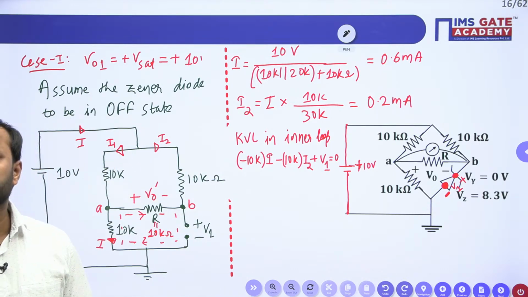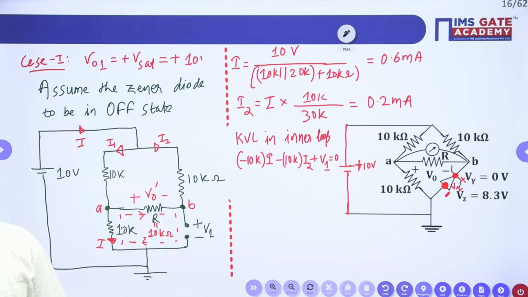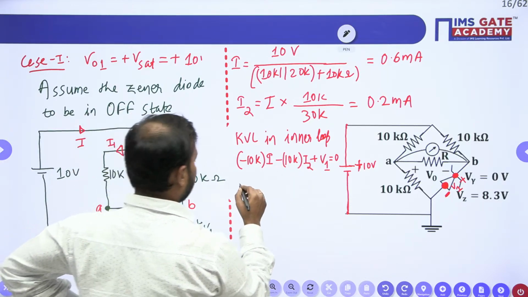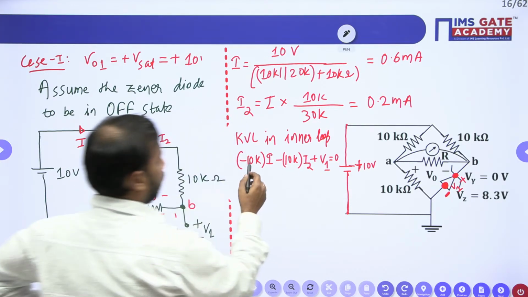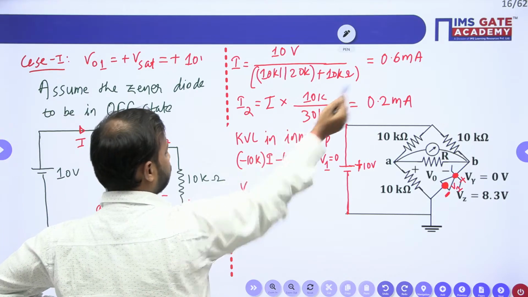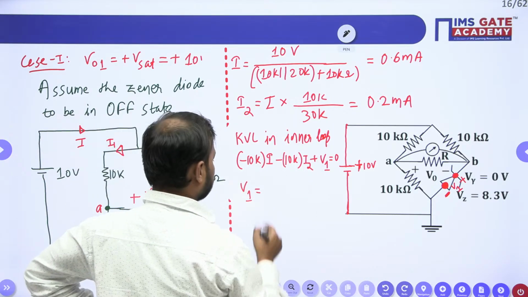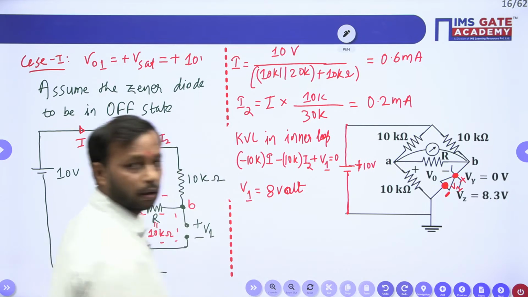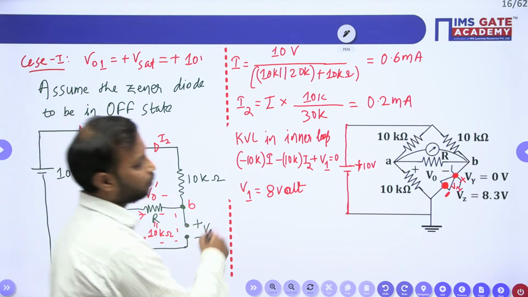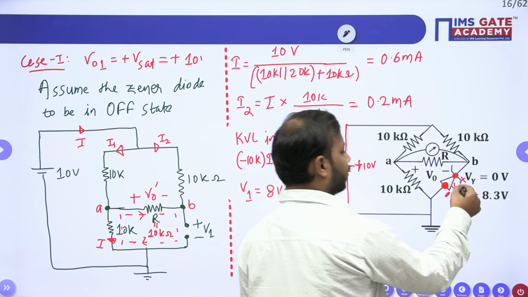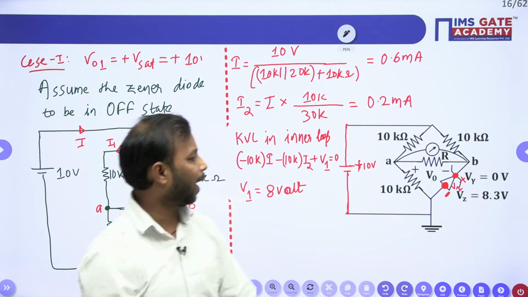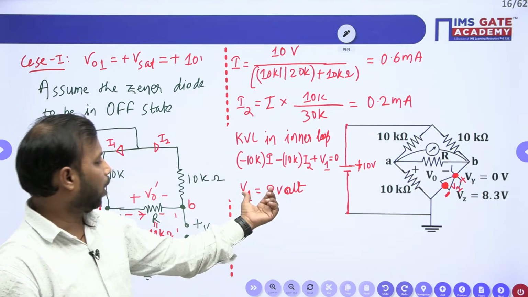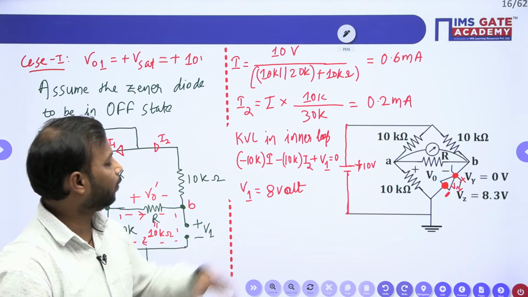Any doubt in this? Everybody? Do you have a doubt? Please let me know. All right, so minus 10K I minus 10K I2 plus V1. So from here V1 will be equal to 10K into 0.6, so 6, minus 10K into 0.2. So this will be 8 volt. All right, this is 8 volt. This means that whatever voltage at this particular supply value plus 10 volt, the Zener will have the voltage as 8 volt.